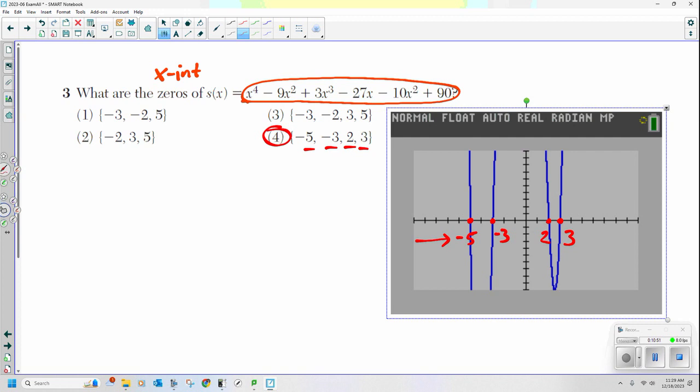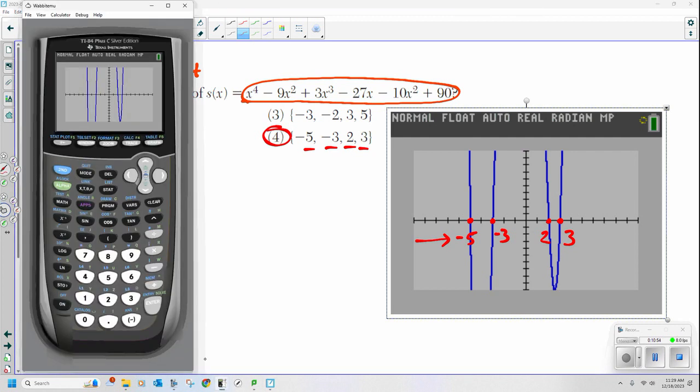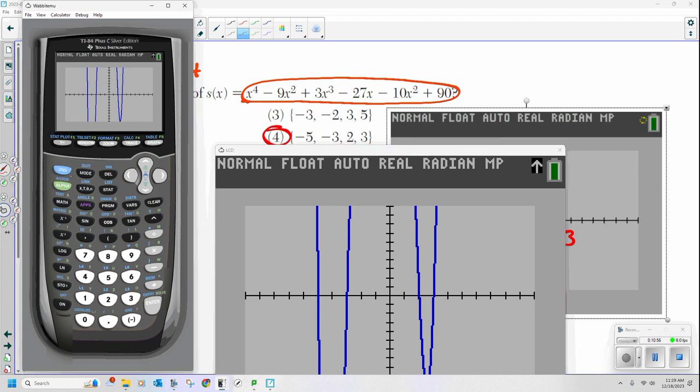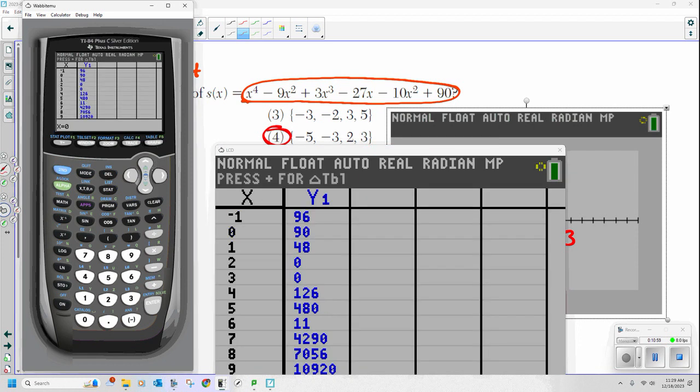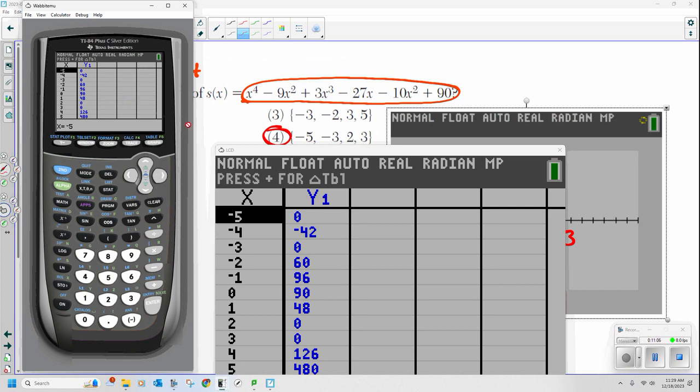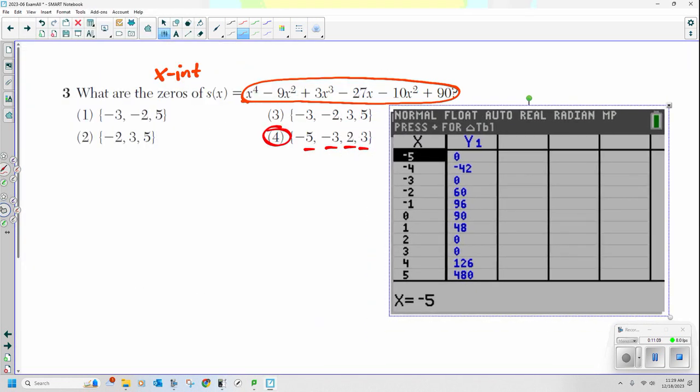Now, if you have difficulty counting by ones, you can always go to my table. Anything with a 0 next to it would be my answer. Meaning, here's a 0, so one of my answers is -5. Here's a 0, it's -3. Here's a 0, it's 2. Here's a 0, it's 3. So there are always multiple options to get to those choices. Choice 4.